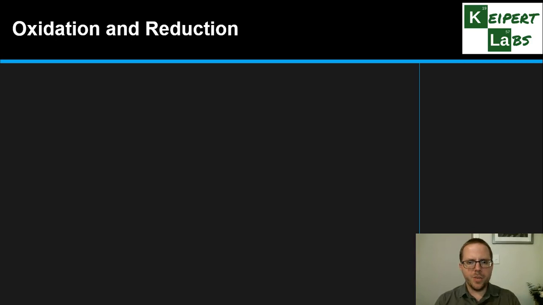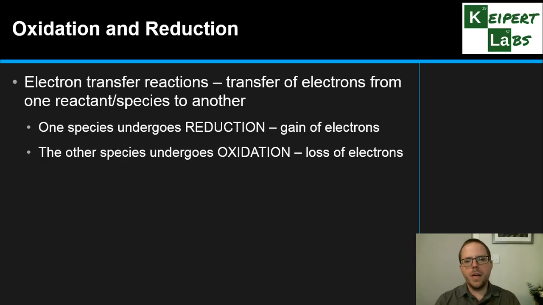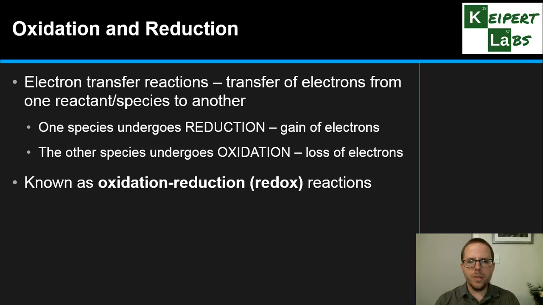Okay, so oxidation and reduction, we introduced them in the previous video in situations where we have electron transfer reactions. So where a chemical change is occurring because of the transfer of electrons from one reactant or one species to another. So one is undergoing reduction, which was the gain of electrons. The other species is undergoing oxidation, which is the loss of electrons. Okay, so electrons are being transferred or moving from one thing to the other, and so we have these two processes occurring at the same time. Okay, so we call these oxidation reduction or redox reactions.